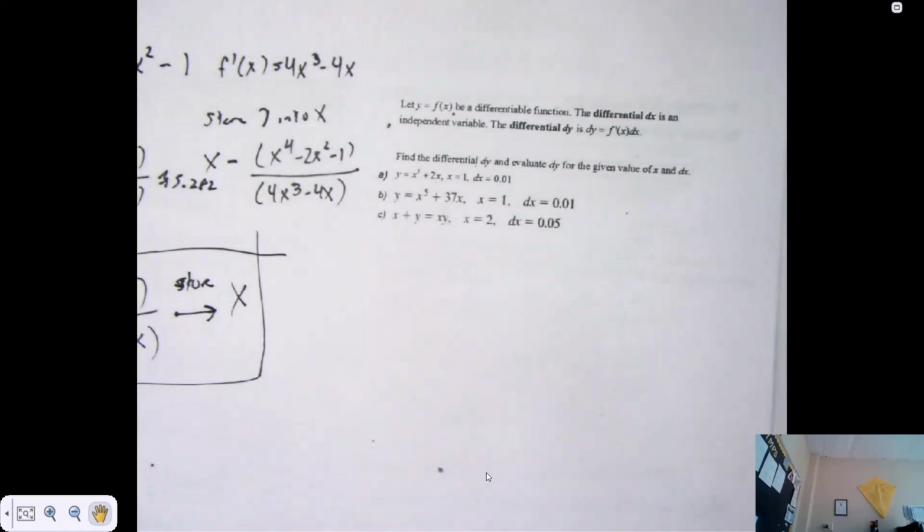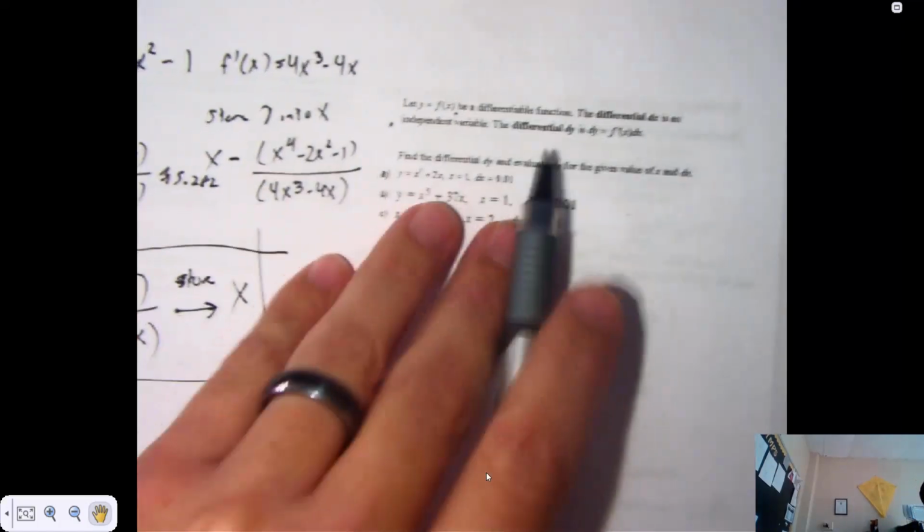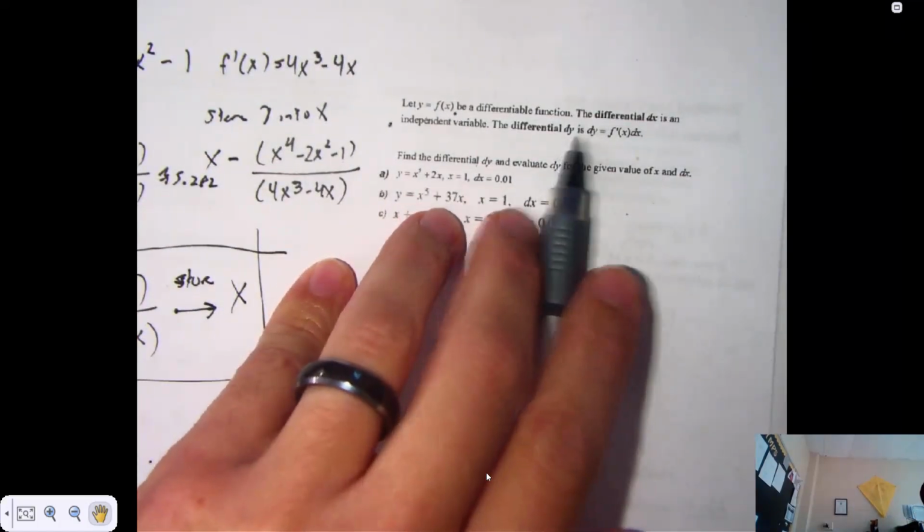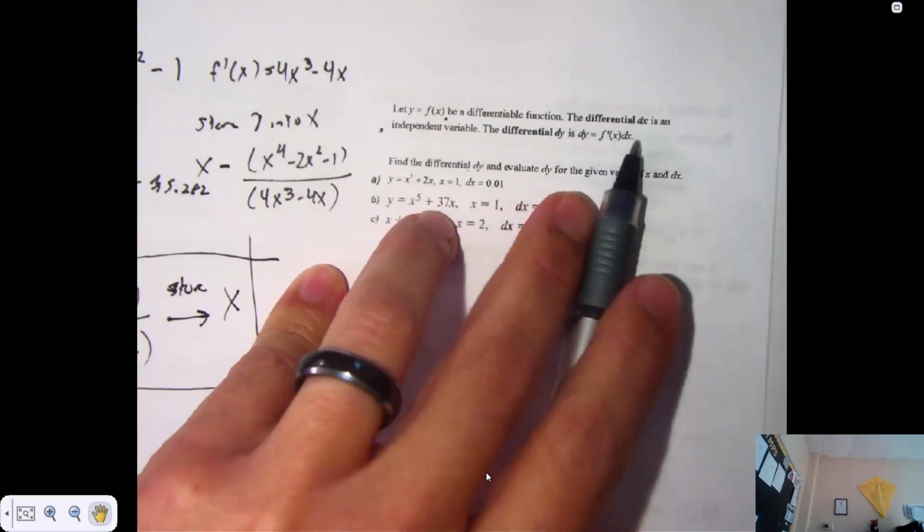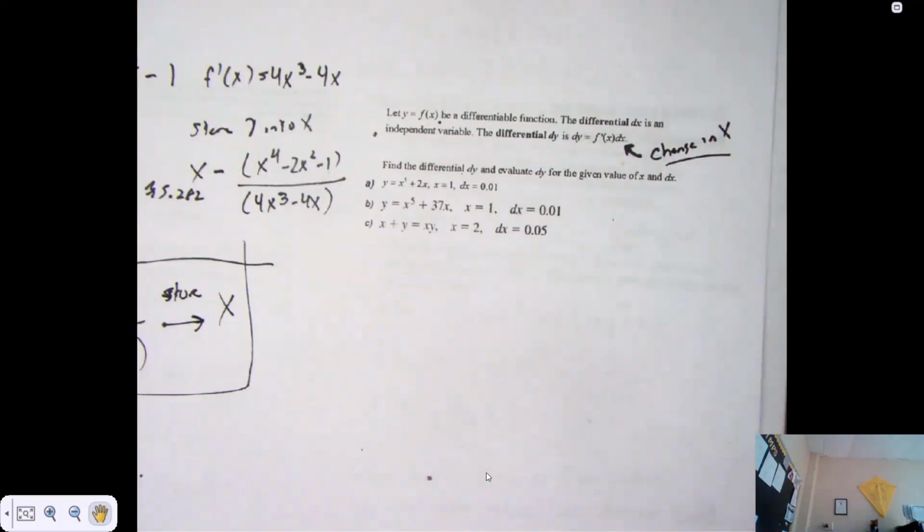This is a section called differentials, which are actually pretty important in calculus. So the differential for a function y, dy, is the derivative of the function times dx. Now the dx has been floating around there for quite some time. Dx literally means change in x. You kind of have to buy that when you see dx, it means change in x. And we're going to find the differential dy and evaluate dy for the given value of x and dx.